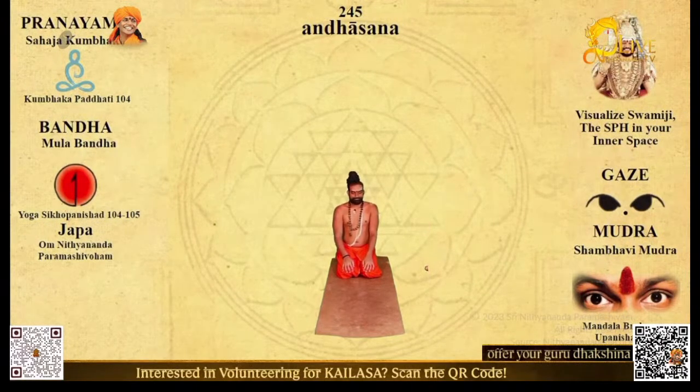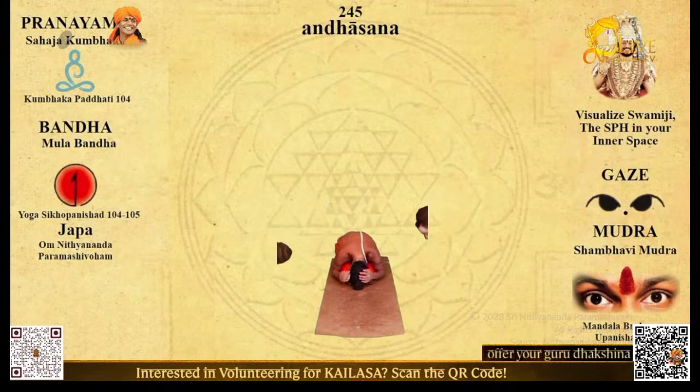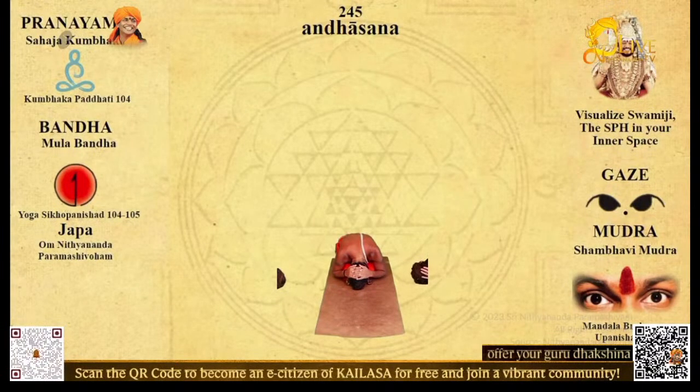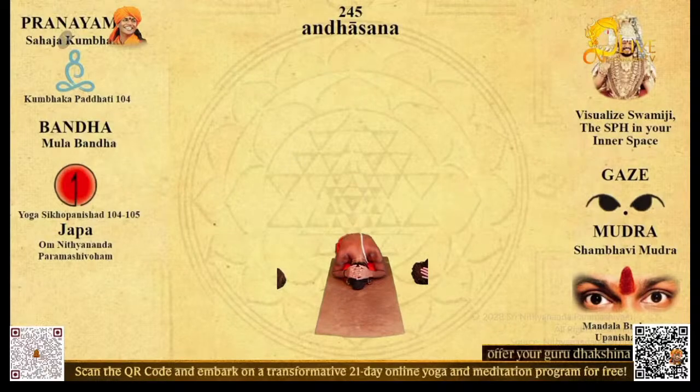Next up is Andhasana. Now lower your legs down, come to a kneeling posture, and bring your head in between the knees as you bring the elbows outside the knees, holding onto your head. Gaze through your nose and visualize Swamiji in your inner space as you inhale through the nostrils and exhale through your mouth in this asana. Perform the Mula Bandha, contract the perineal floor, and internally chant the Mahavakya, Om Nithyananda Paramashivoham.